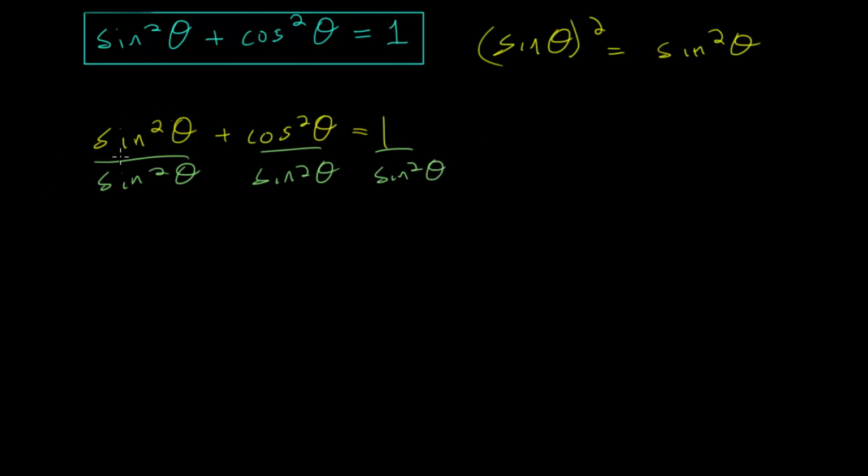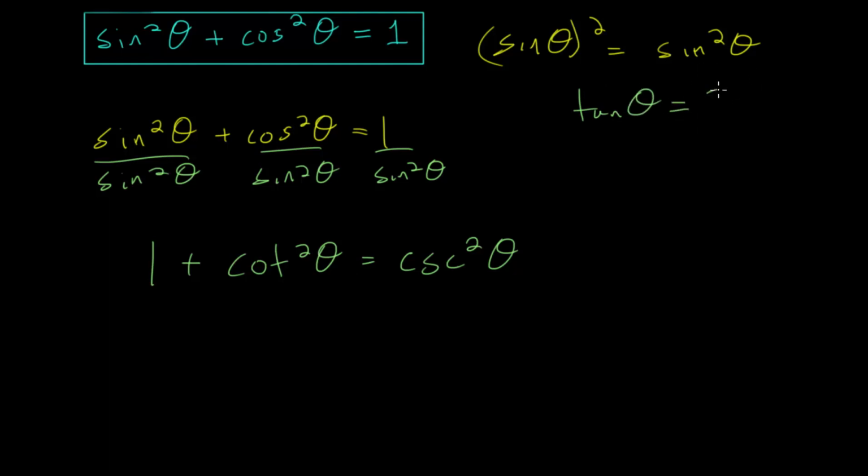Since sine squared of theta over sine squared of theta is just 1. Something divided by itself is always 1. This right here is the cotangent of theta squared, and this right here is the cosecant of theta squared. Remember that with the other trig definitions, we know that the tangent of theta is equal to the sine of theta over the cosine of theta. The cotangent is just the reciprocal of this, the cosine over the sine, which we see here.